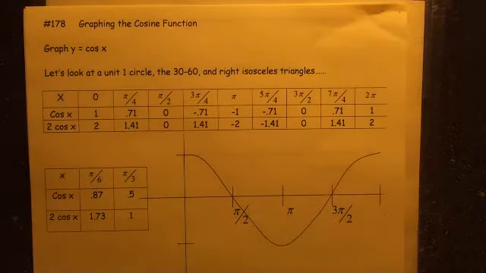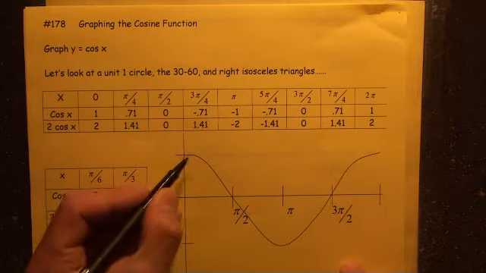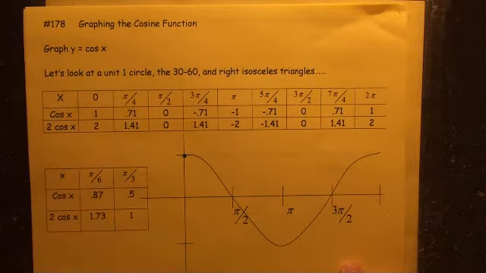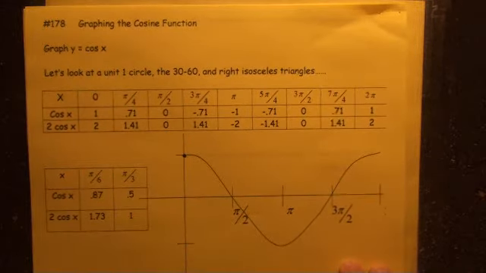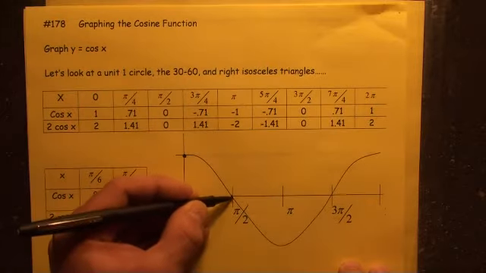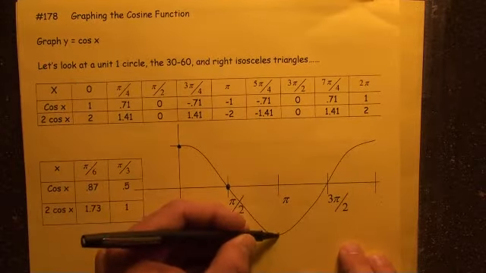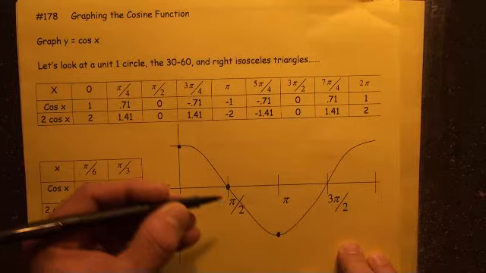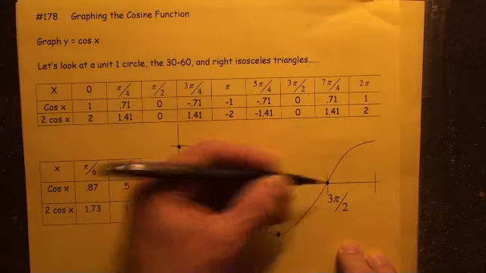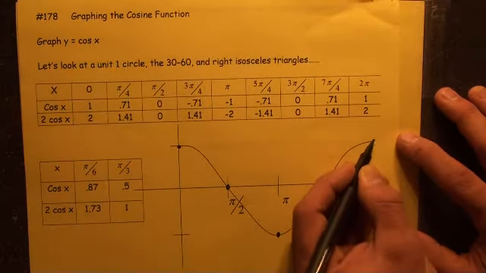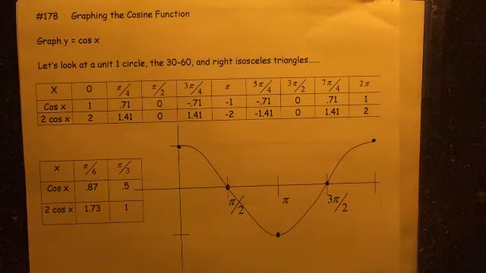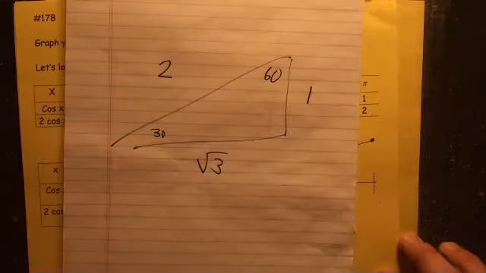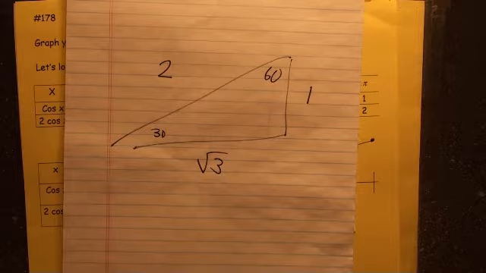Now, cosine of 0 is 1. Okay? Cosine of 90 is 0. Cosine of 180 is -1. Cosine of 270 is 0. And then cosine 360 is back to 1 again. Okay? Now, the stuff in between we can get from the 30-60 and the 45.